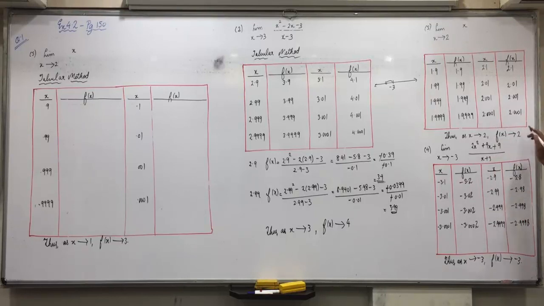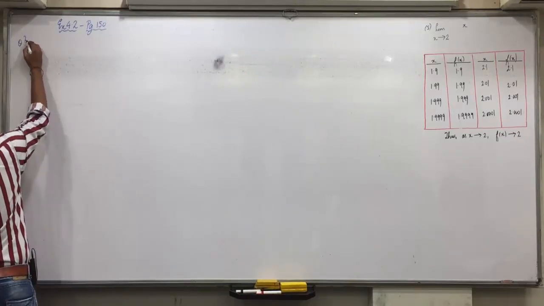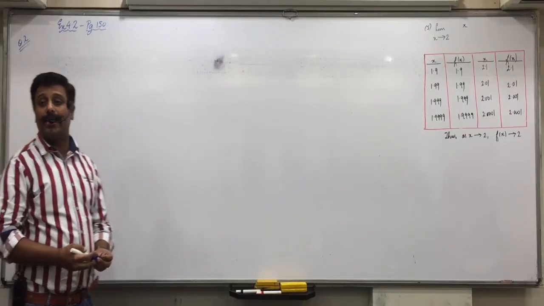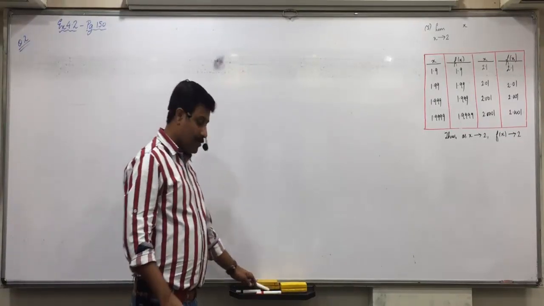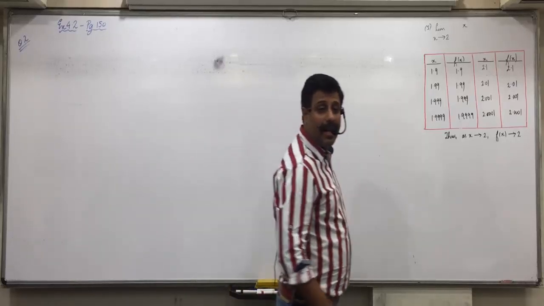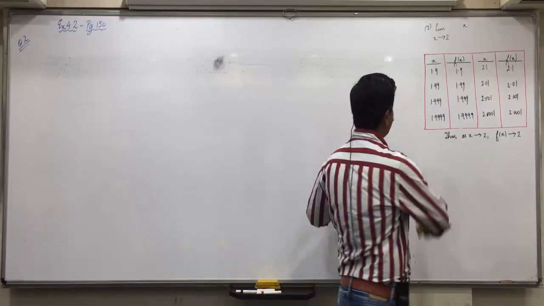1.9, 1.99, 1.999, 2.1, 2.01, 2.001. As x tends to 2, f(x) also tends to 2. Complete it first. Did you understand this? Raise your interest in solving that. Shall I erase it? Everyone has completed.